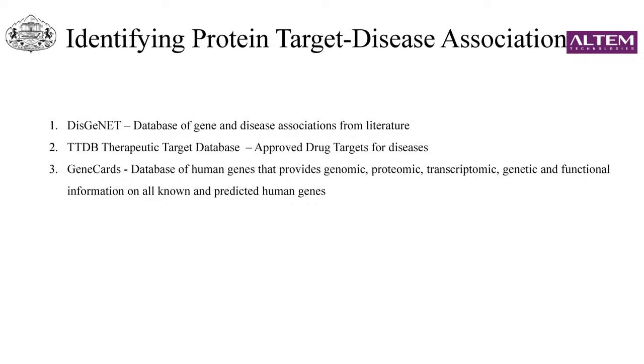Then there is the Therapeutic Target Database, which enlists approved drug targets. So, whatever drugs have been approved by the FDA, what are the protein targets that are known? Okay, those are enlisted here. And then you have GeneCards, which has lots of information about gene, protein, disease, and so on. So you can query such databases to make a connection between genes, gene products, and diseases. So hopefully now you have understood all the three steps.